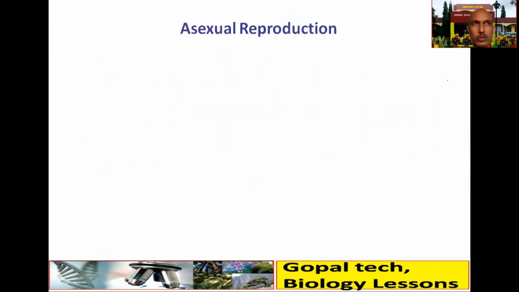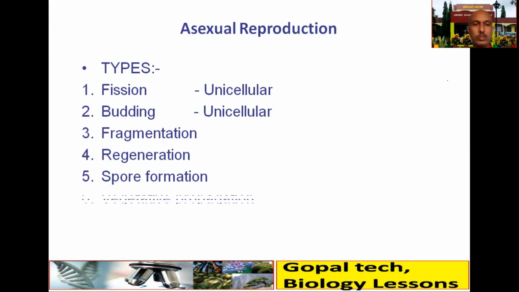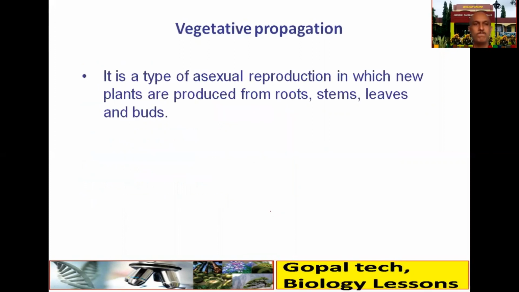Now, asexual reproduction, we have seen types: fission in unicellular organisms, budding also takes place in yeast, which is unicellular, fragmentation, regeneration, spore formation, and vegetative propagation. So all of these take place in multicellular organisms. Already we have studied fission, budding, fragmentation, regeneration, and spore formation. Now today we will discuss vegetative propagation.